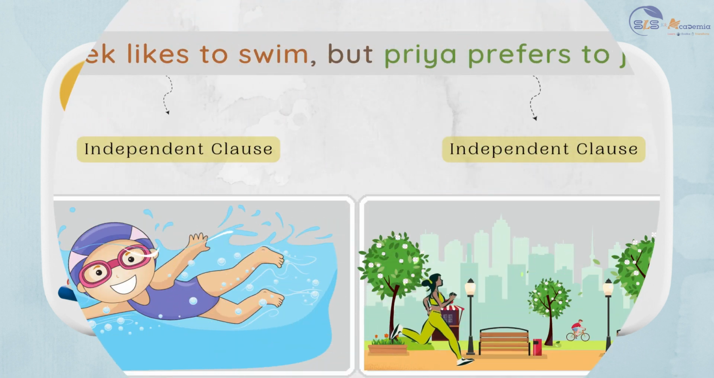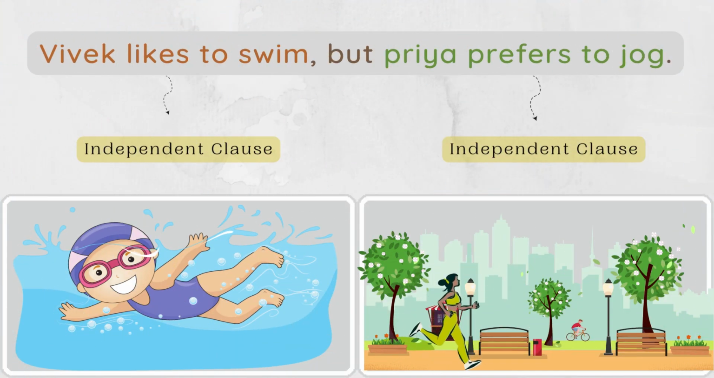For example, Vivek likes to swim, but Priya prefers to jog. In this sentence, there are two independent clauses. Vivek likes to swim and Priya prefers to jog. In Vivek likes to swim, the subject is Vivek and the verb is likes.